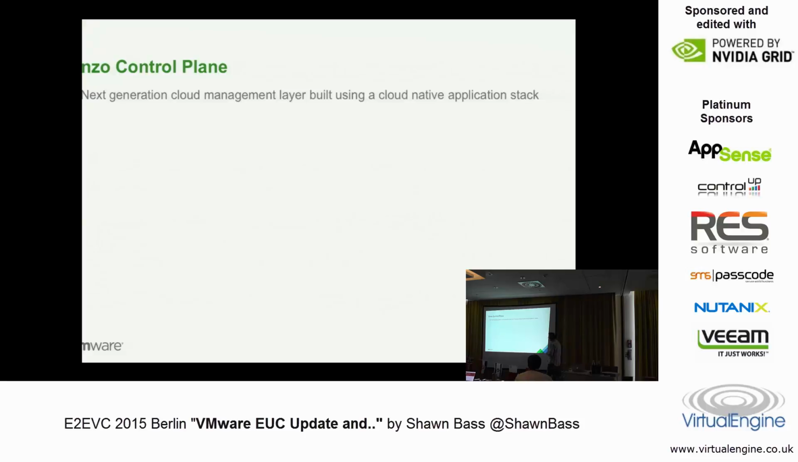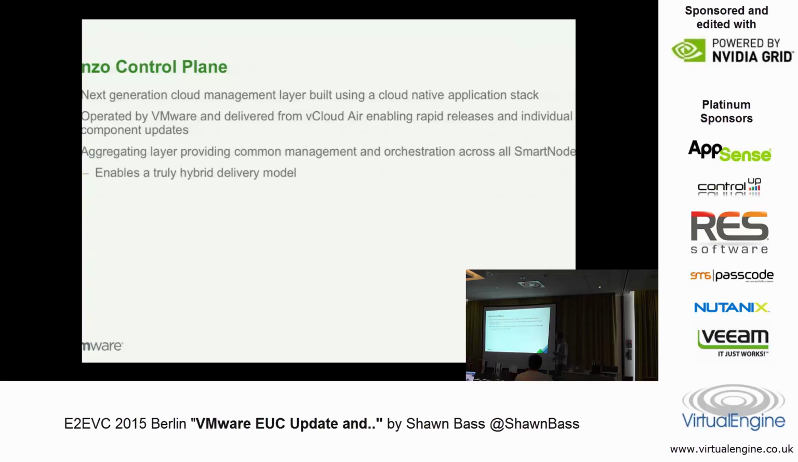The Enzo control plane is a next generation cloud management layer built on a cloud native application stack. So it's basically AngularJS. All this is built as a cloud native platform, and it will be the same whether it's on-prem or up in the cloud. This is operated by VMware. It's hosted on vCloud Air today, but we are looking at packaging this for an on-premise deployment for those customers that are federal, healthcare, financial services who don't want to have a control plane in the cloud. That will be coming at a later date. It's not something we're focused on right now.